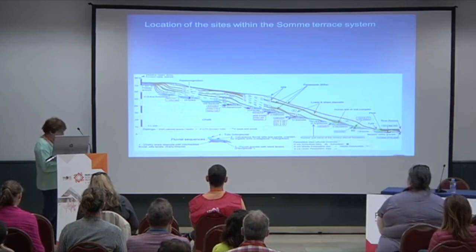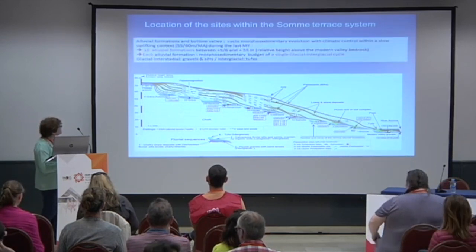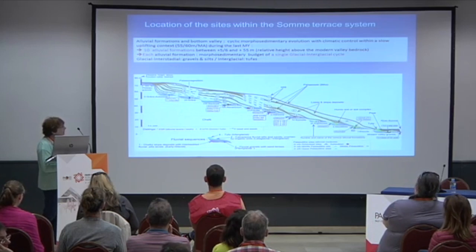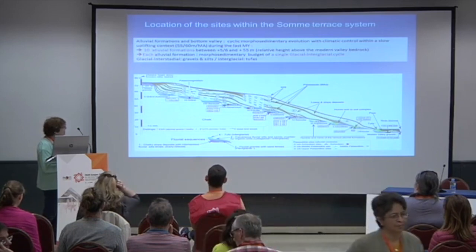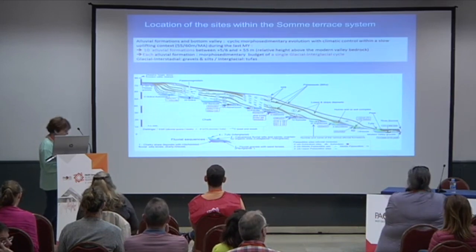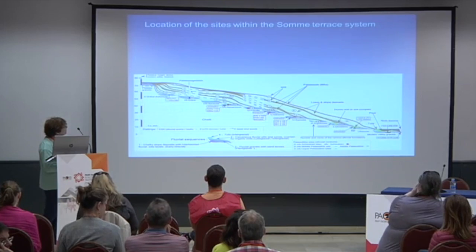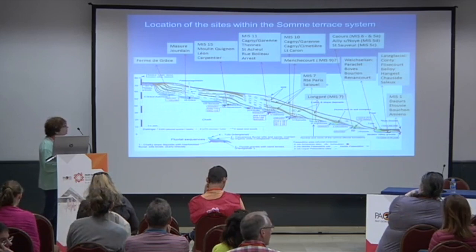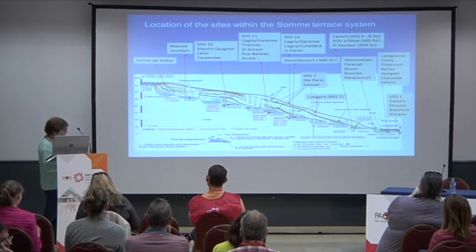And the point is that this terrace system is formed by 10 alluvial formations, and Pierre-Antoine demonstrated that this is linked to climatic cyclicity, each step corresponding to one climatic cycle, with coarse sediments during glacial times and fine sedimentation during interglacials. So the 34 localities that have yielded mollusks in the Somme Valley are distributed within this terrace system, and they cover a range of time of 1 million years.